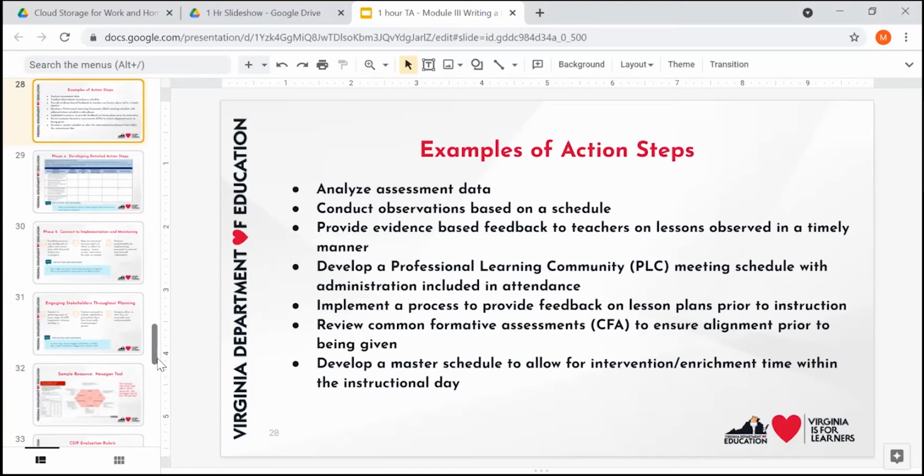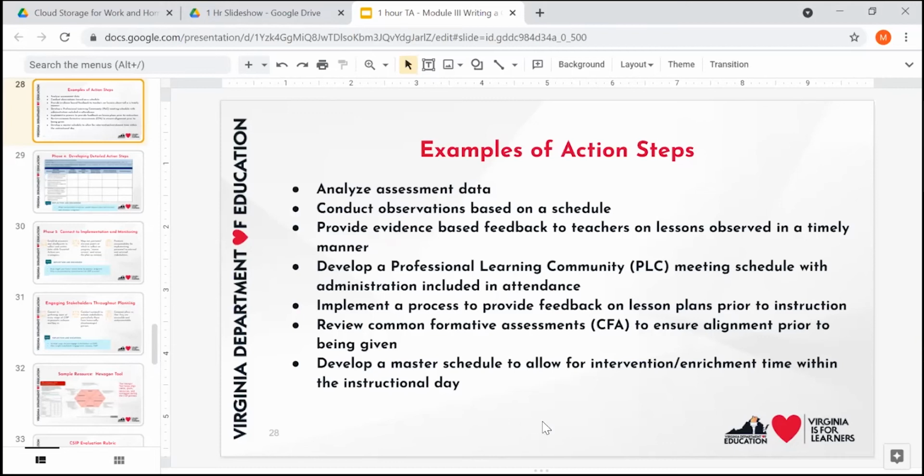Provide evidence-based feedback to teachers on lessons observed in a timely manner. So if that's your goal, like we know, oh, we need to provide more feedback to teachers so they can make sure that everything is aligned. When are you going to do that? What's the timeline? Maybe it's more about adjusting your schedule, right? Maybe you don't have time in your schedule. So that might be an action step, creating a schedule where you can attend PLC or planning meetings.